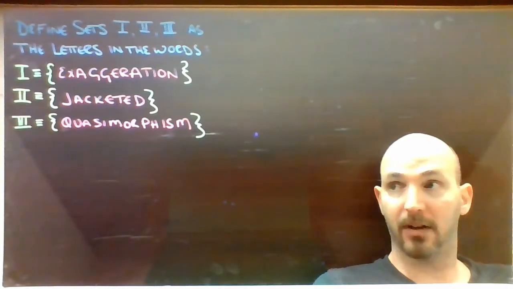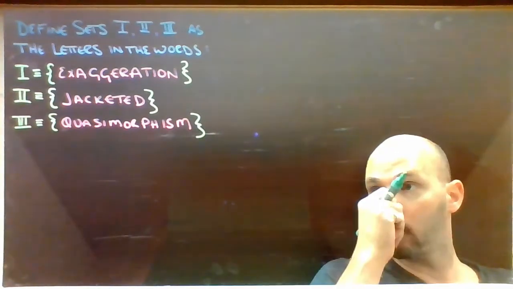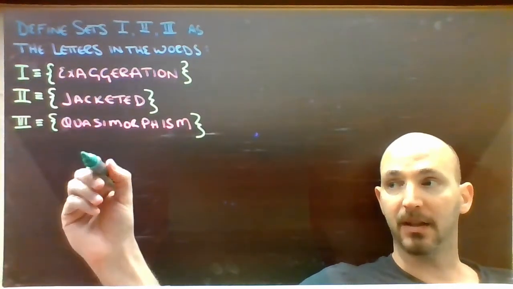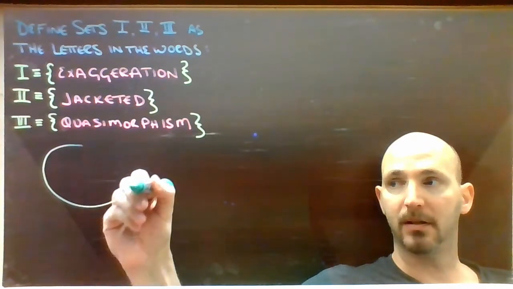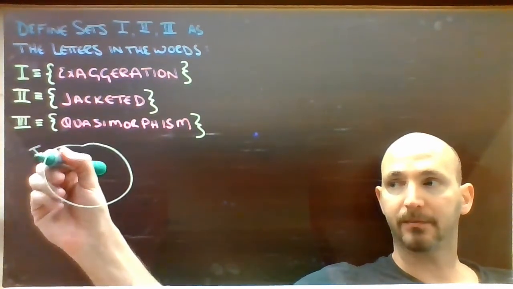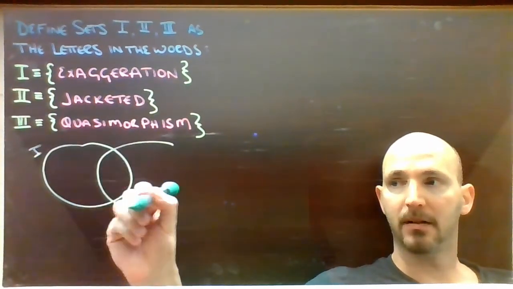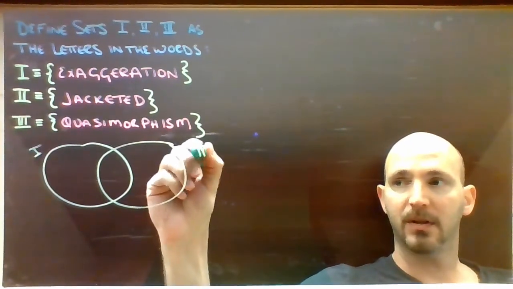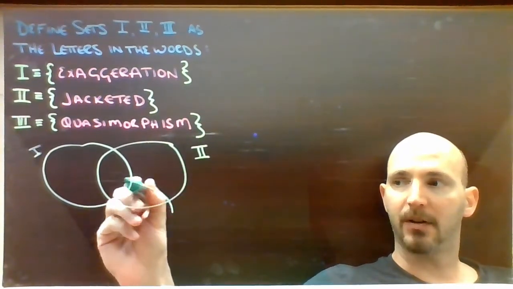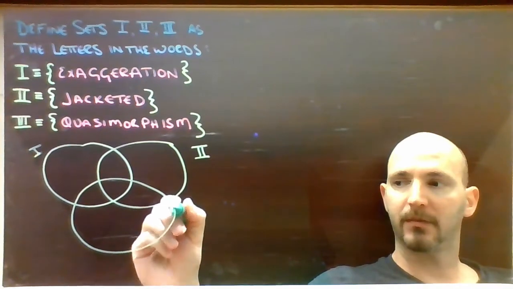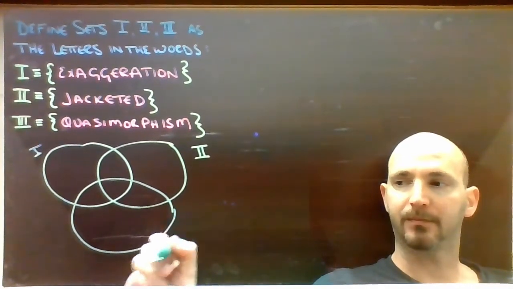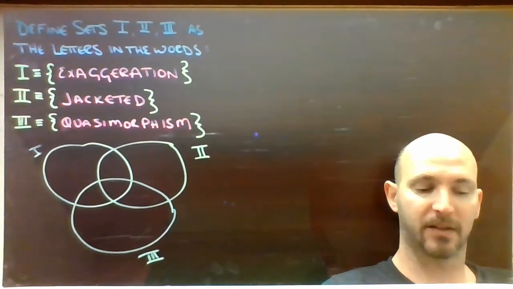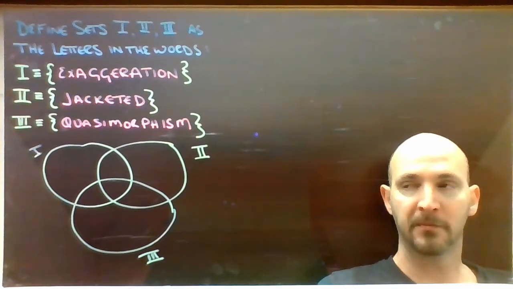And so Venn diagrams have a circle for each set. So if I have three sets, I'm going to need three circles. One for set 1, one for set 2, and the third for set 3. So I'm going to go through these letters one by one and start sorting them.